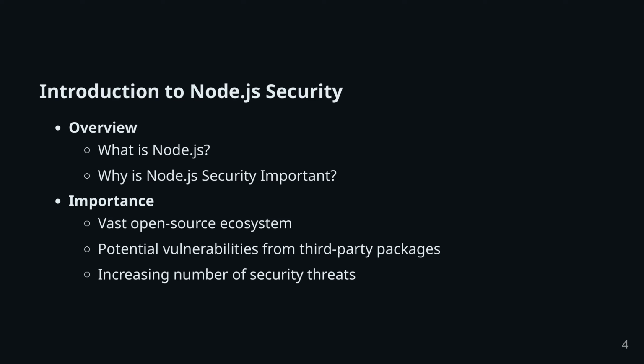This slide provides an introduction to Node.js security, outlining its significance. We will start by understanding the basics of Node.js, a JavaScript runtime built on Chrome's V8 engine that enables scalable web application development. The importance of security in Node.js stems from its vast open-source ecosystem, which introduces potential vulnerabilities, especially from third-party packages. With the increasing number of security threats, it becomes imperative to prioritize and implement robust security measures in Node.js applications to ensure their resilience.